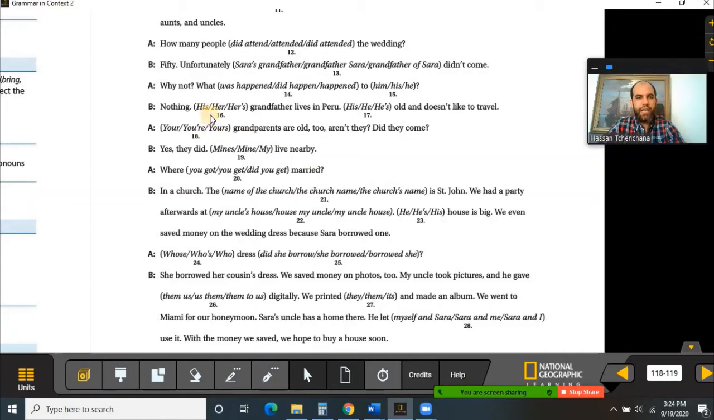16. Nothing. His, her, hers grandfather lives. So we have a noun here. We need an adjective that describes the noun. We need a possessive adjective, which is his. His grandfather lives in Peru.